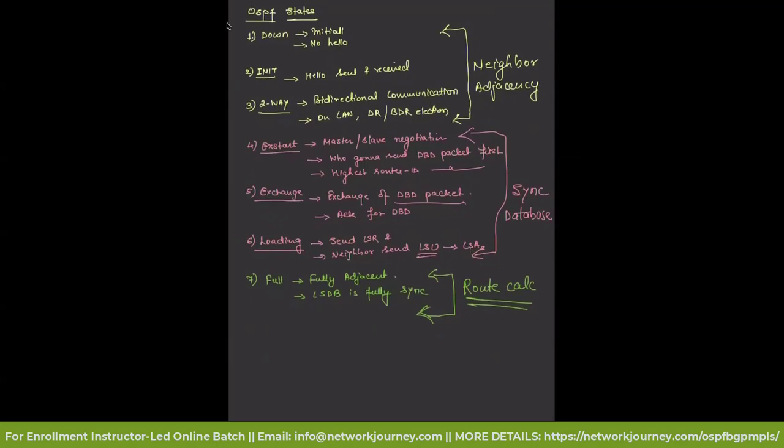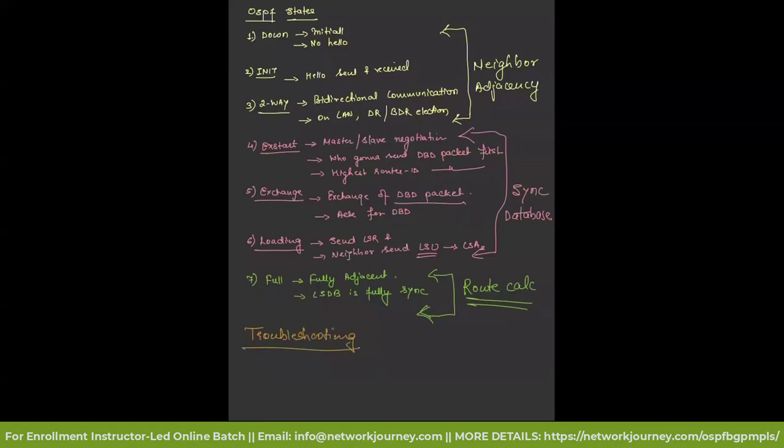So in DR and BDR, will there only be one DR and one BDR in the area, or can there be multiple DRs and BDRs? We're going to talk about that. I'm going to go on the DR BDR topic after this. Now, the important thing here is you need to understand the troubleshooting, if you're going to get stuck in any of these states. Why you're going to get stuck, and what are the possible reasons?